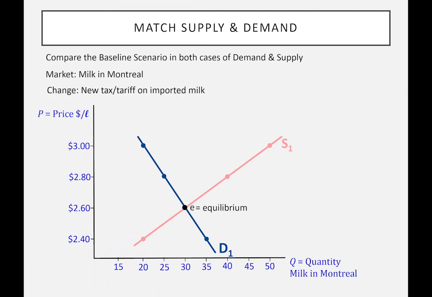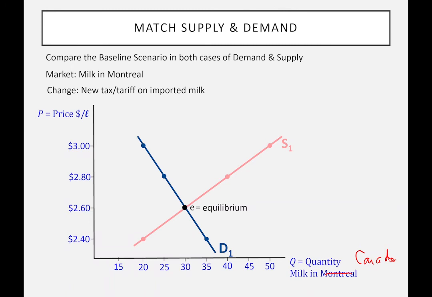Imagine we put a tax, sometimes called a tariff, on imported milk. Now, imported milk would be milk coming into, well, let's sort of change it. We don't have Montreal here. We'll just say Canada, like, I don't know, just a whole country. So I'm going to put some kind of a tax on milk.